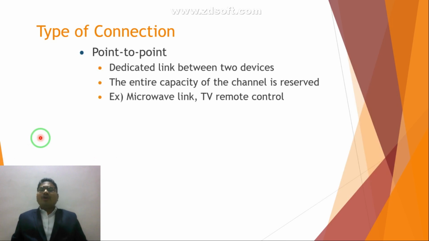Now, point-to-point means a dedicated link between two devices, so the entire capacity of the channel is reserved between these two devices. The best examples are a microwave link and your TV remote control. When you change the channel of your television by means of a remote, through infrared communication, this is called point-to-point communication. That remote is not going to change the channel of another electronic device or a different television.